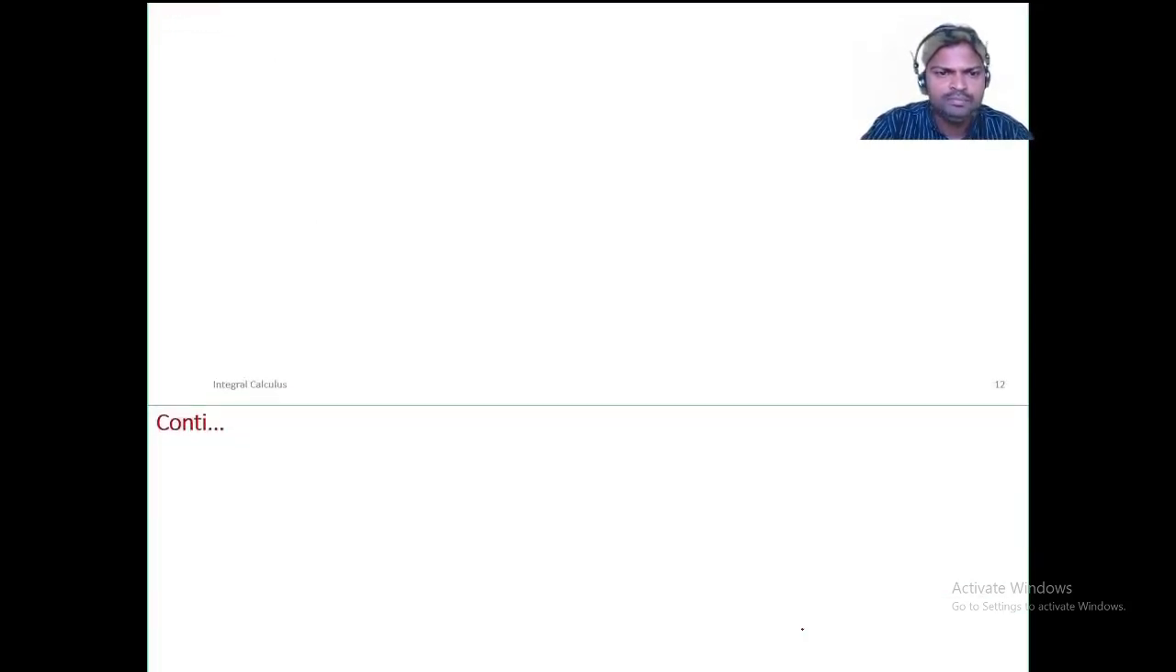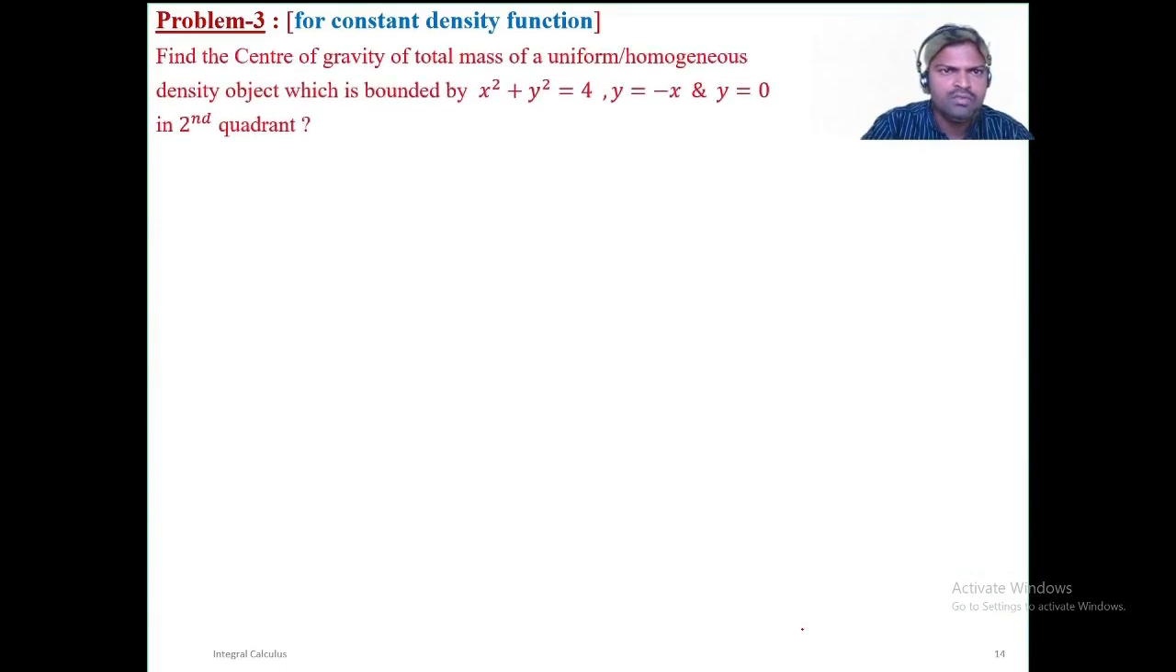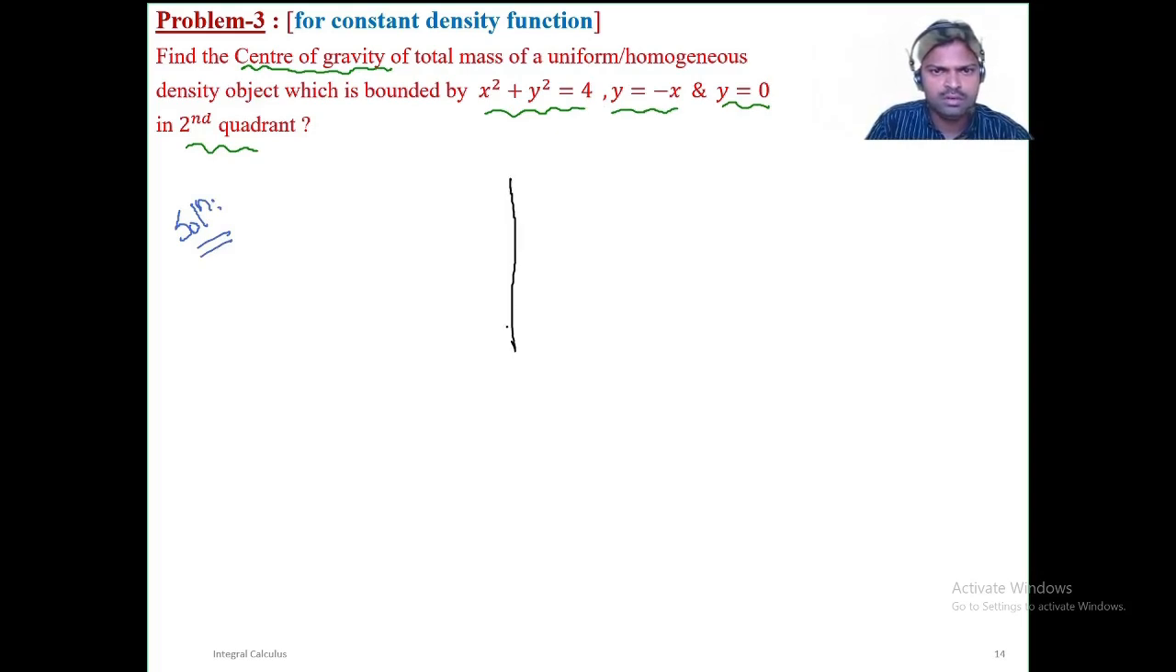Similarly, problem number 3, for a constant density function only, find the center of gravity of total mass. You need to find the center of gravity of total mass of a uniform or homogeneous density object which is bounded by x square plus y square is equal to 4 and y is equal to minus x and y is equal to 0 in the second quadrant. In the second quadrant, how does it look? First let us sketch the region.